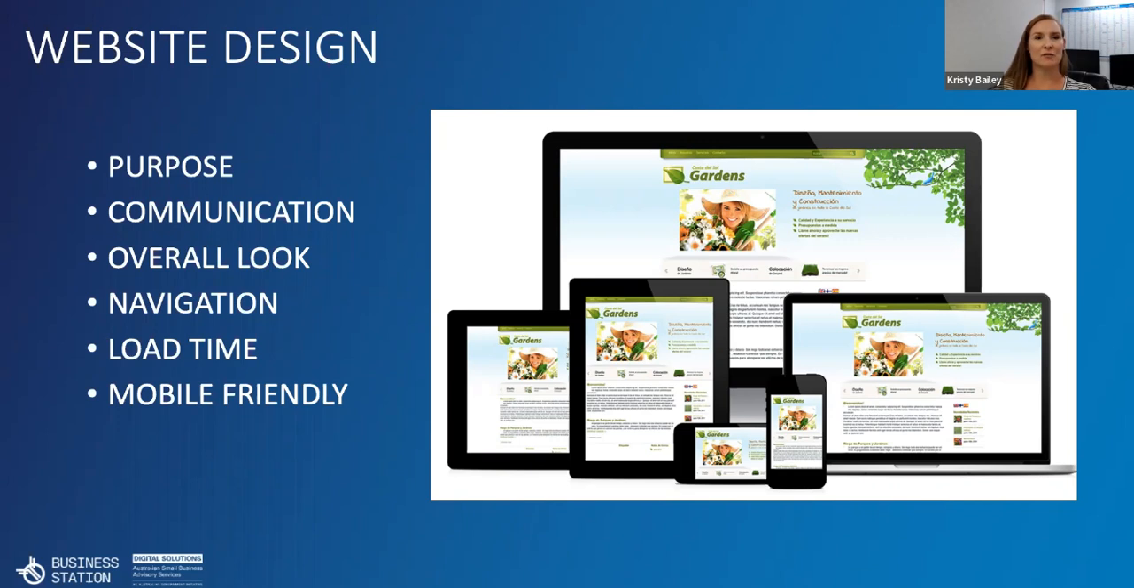Communication is absolutely critical. People need to be able to get information quickly, and they need to be able to get it easily. So have a look at how the content flows on your website. We will talk about SEO, or search engine optimization, but there's always that consideration of writing content for search engines, essentially, to make sure that your content is helpful from an SEO perspective, but communication and making sure that it actually suits your customers is absolutely critical.